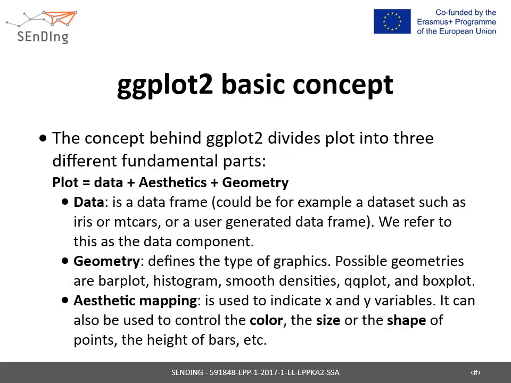The concept behind ggplot2 divides a plot into three fundamental parts. Plot equals data plus aesthetics plus geometry. Data is a data frame, which could be, for example, a dataset such as iris or mtcars, or a user-generated data frame. We refer to this as the data component. Geometry defines the type of graphics. Possible geometries are bar plot, histogram, smooth densities, scatter plot, and box plot. Aesthetic mapping is used to indicate x and y variables. It can also be used to control the color, the size or the shape of points, the height of bars, etc.